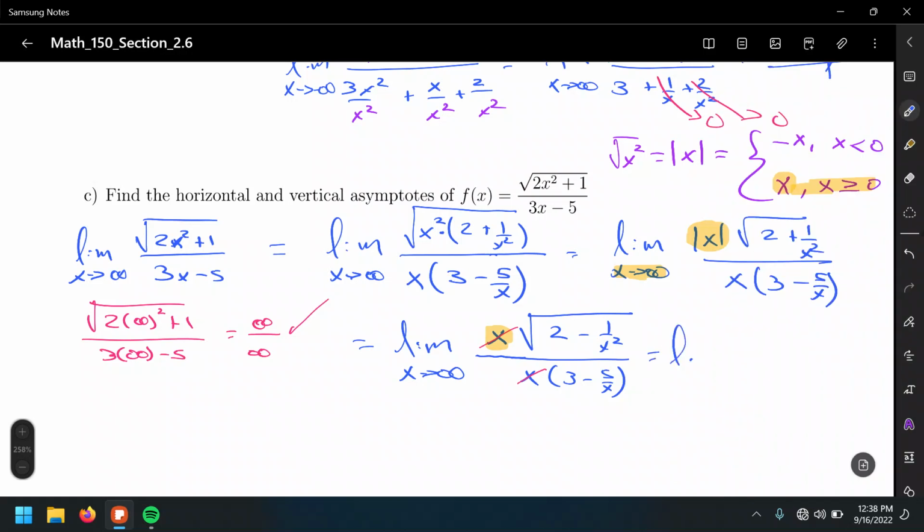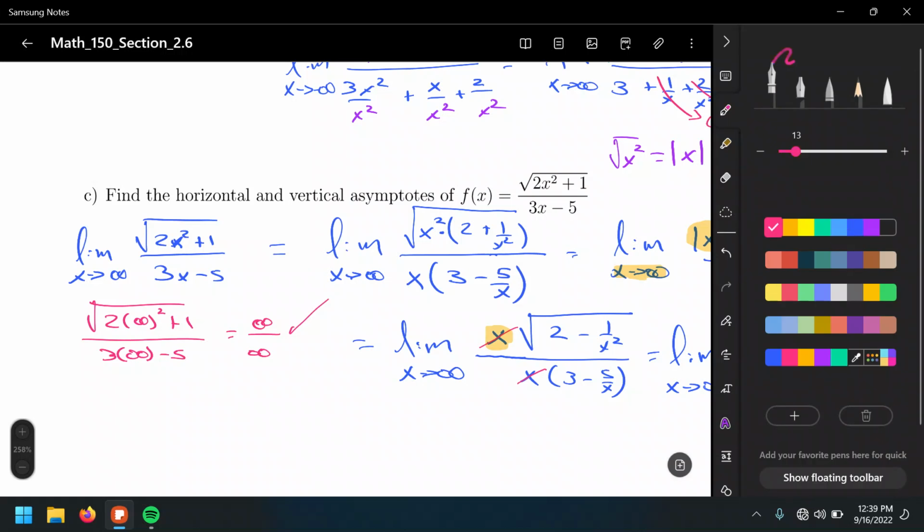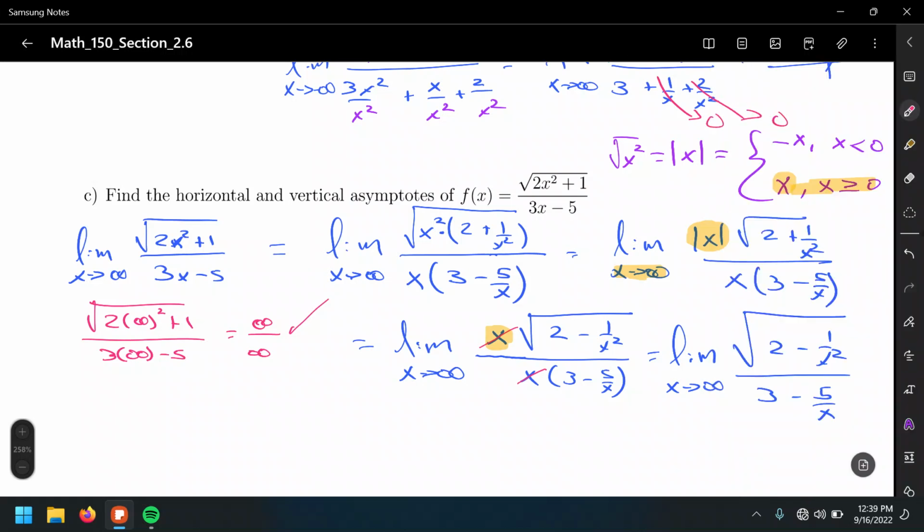That means the limit of the square root of 2 plus 1 over x squared, over 3 minus 5 over x, as x approaches infinity. Well, let's analyze every single term. Where is this going to go to? Wait, so sorry, just disregard the absolute value again? Oh, because in this case, since we're going to positive infinity, x is positive, so that turns into x. I'm going to discuss the other side in a second.